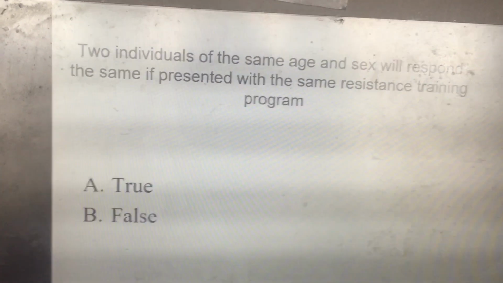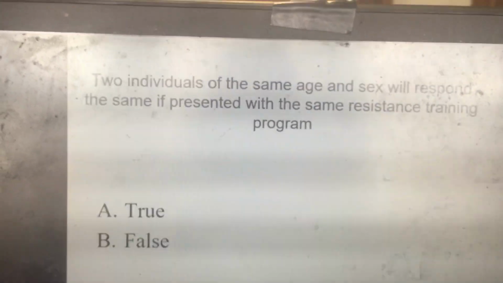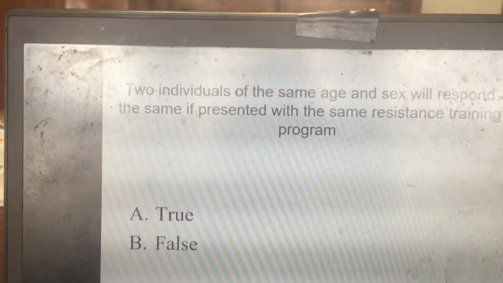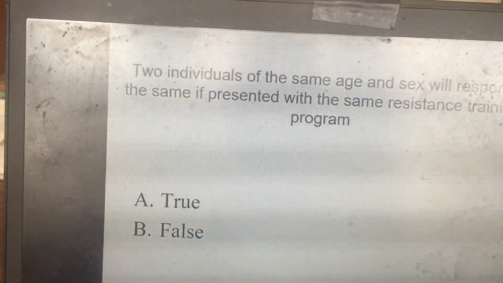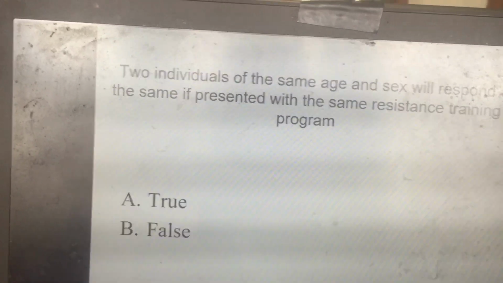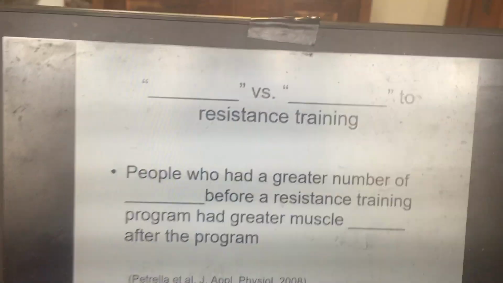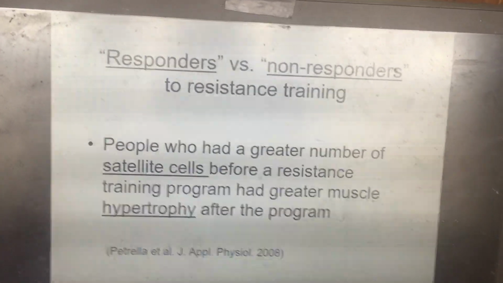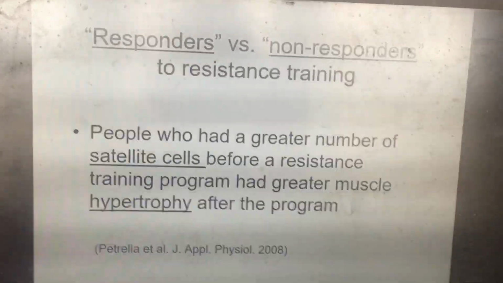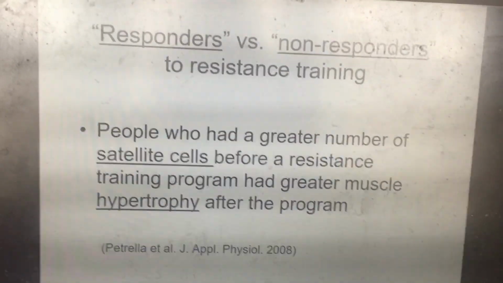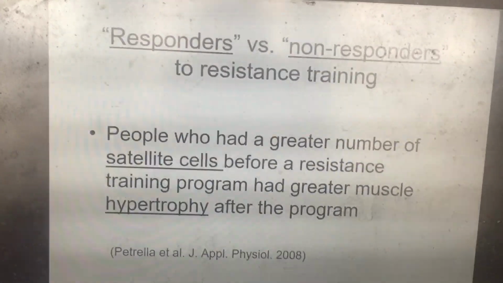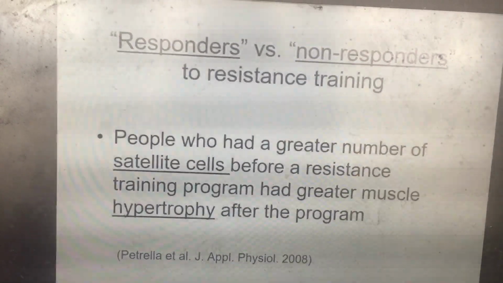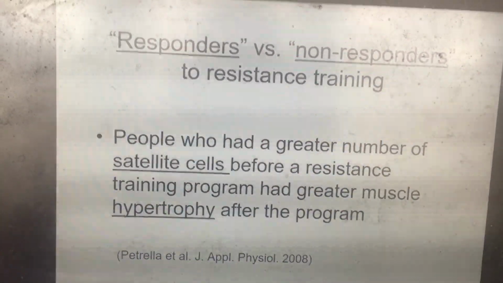Last question I have for you here is, two individuals of the same age and sex will respond the same if presented with the same resistance training program. You probably know that this is false. So individuals respond very differently to the same program. A lot of it has to do with genetics. So you get responders and non-responders to resistance training. And it's been shown that people that have a greater number of satellite cells before a resistance training program will be the responders. They will hypertrophy more, or get increases in muscle size more easily, with the resistance training program.